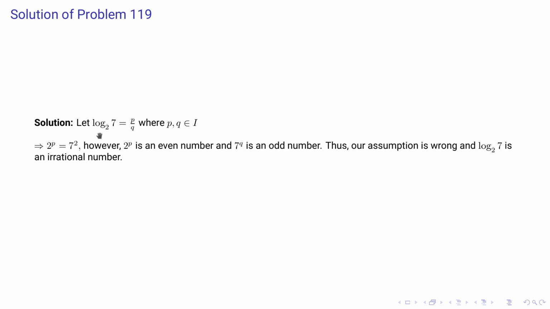Problem 119 says that prove that log of 7 with base 2 is an irrational number. So we let log of 7 with base 2 is equal to p by q, where p, q belong to the set of integers. That means 2 to the power p is equal to 7 to the power q. This is not 2. This should not be 2. It is 7 to the power q. So we know that 2 to the power p is an even number and 7 to the power q is an odd number. So our assumption that this is a rational number is wrong, and log of 7 with base 2 is an irrational number.